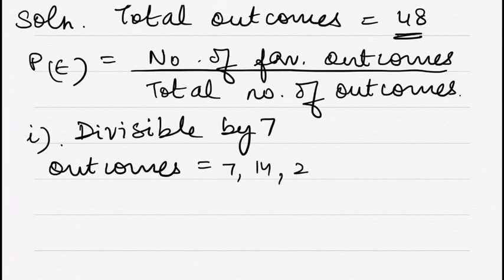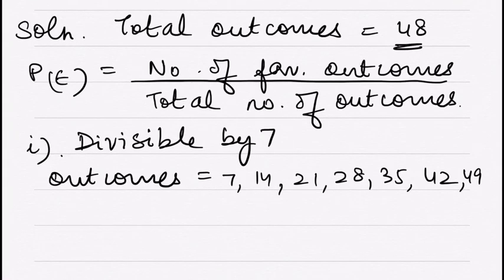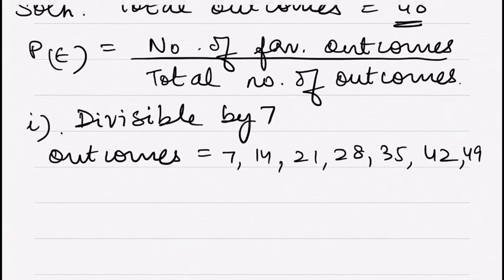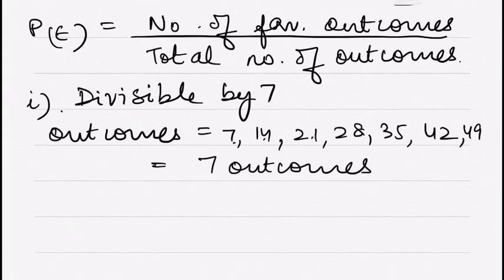It starts with the 7 numbered card. Outcomes will be 7, 14, 21, 28, 35, 42. Then 49 will not be there? All multiples of 7 I am writing, so 49 is also there. There are cards up to 50. Right, I was looking at 48, so fine. Now 7 to 49, so how many are there? 1, 2, 3, 4, 5, 6, 7. So total number of favorable outcomes is 7, correct?